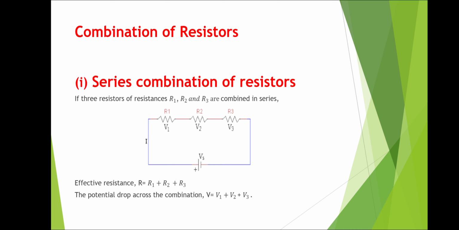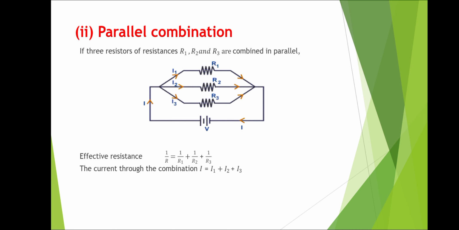Second one, the parallel combination. As we all know, if three resistances R1, R2 and R3 are connected in parallel, the voltage will be the same throughout the circuit and the current will be divided. So the effective resistance will be 1 upon R equals 1 upon R1 plus 1 upon R2 plus 1 upon R3. In a parallel connection, dear students, the current will be divided, so I equals I1 plus I2 plus I3.